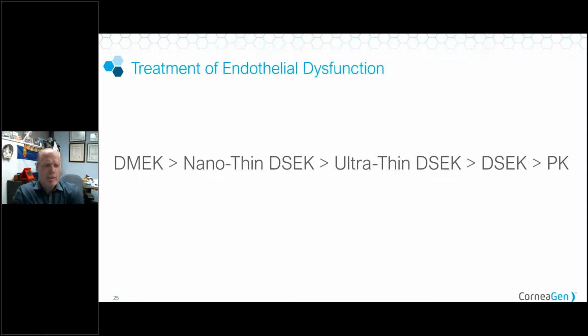But here, so if I have a patient that has isolated corneal endothelial dysfunction, this is kind of my order of operations, I guess, that for a patient that could have any of those surgeries, a DMEK is preferable to a nano-thin DSEK, which is preferable to an ultra-thin DSEK, which is preferable to an old-fashioned DSEK, which of course is preferable to a PK. It wasn't so long ago that we had to argue that DSEK was better than PK, but of course we all agree with that now. And then for a while we had to argue that getting thinner on DSEK made any difference.